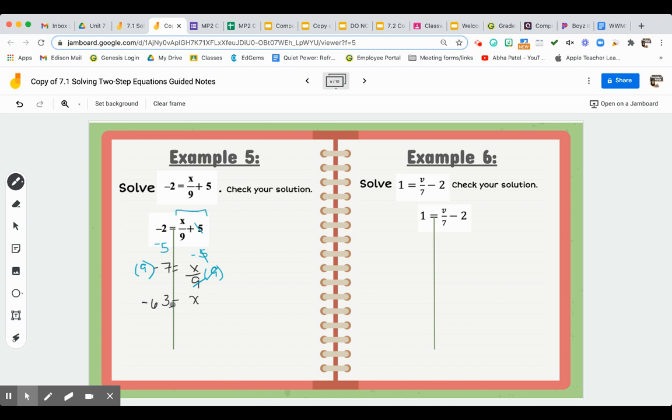And let's check our work. It's supposed to be an equal sign. So negative 63 over 9 plus 5 is equal to negative 2. So negative 2 is equal to negative 63 divided by 9, which is negative 7, plus 5. Negative 7 plus 5 is negative 2. So this is true. We are right. Okay.